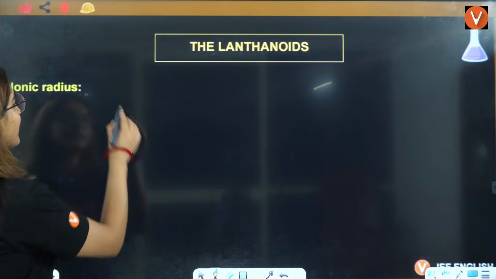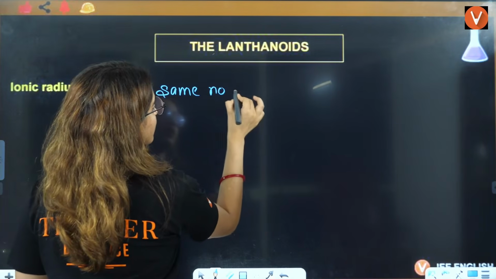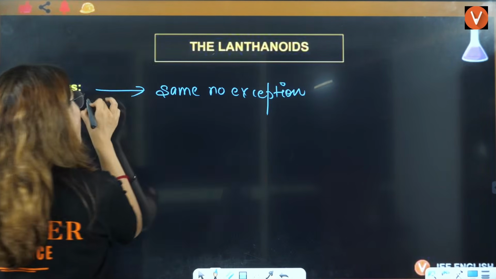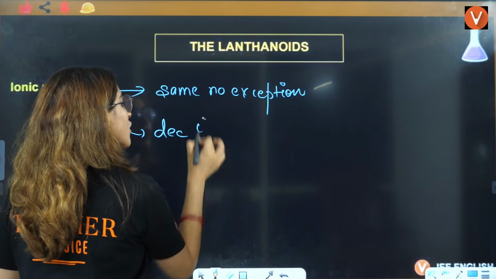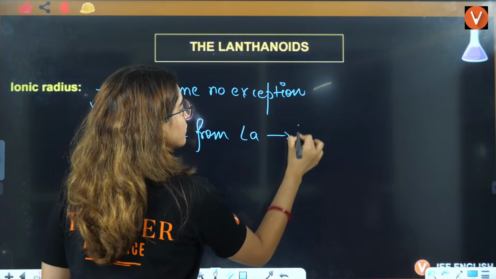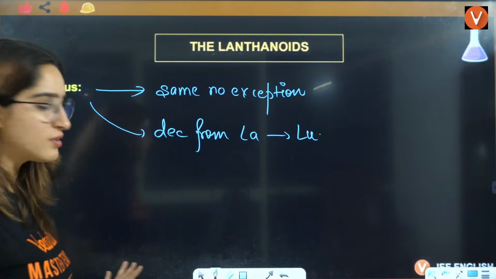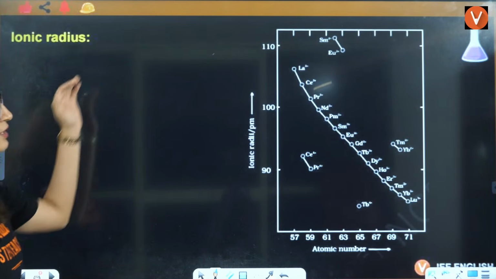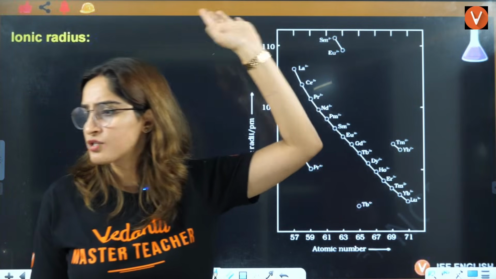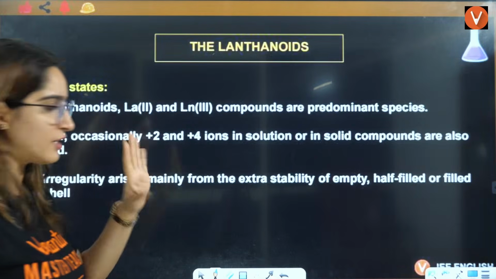Then ionic radius, it is the same, no exception. It is always decreasing from lanthanum to lutetium. It is always decreasing only. There is no exception in the ionic radius, right? It is always decreasing. This is the graph, decreasing, decreasing. That's it. That's all you have to do, right? Okay, simple. Not that much in detail.